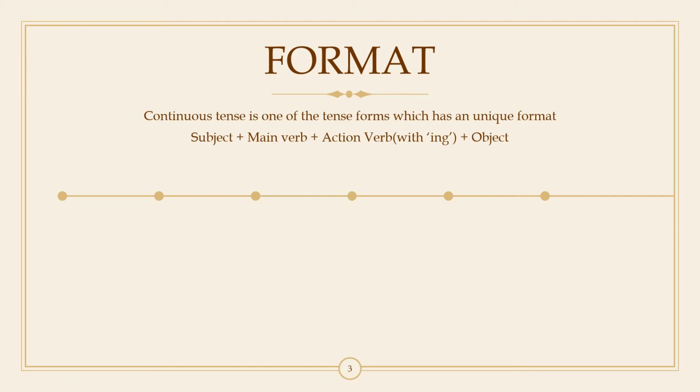Now, you could never conjugate the main verb here, right? But the action verb is conjugated with the letters ing. So now you remember, you at least have two rules in formatting a sentence into a continuous tense form. It needs to have a main verb and an action verb, and the action verb needs to have an ing ending. So only when ing is added to an action verb, you can call it a continuous tense form, right? When we look at the examples, I'm sure you will definitely come across it.